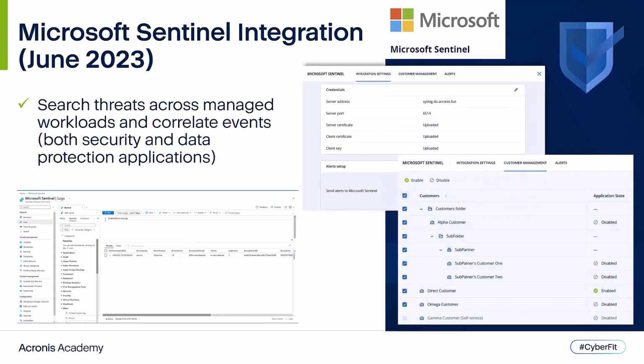This allows service providers to gain visibility into customers' networks, be able to search for threats across all managed workloads, correlate events from both security and data protection applications, and run response actions based on collected telemetry.